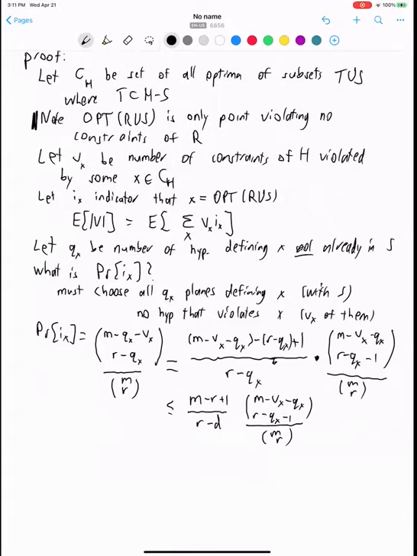Okay, so I simplified this. I made it smaller, or sorry, actually, is this an equality? No, I get equality in the numerator, and now I'm just assuming the worst case for Qx, right? I may have nothing that defines X, so Qx might be equal to D, but it's never any bigger. So everybody happy with this step?